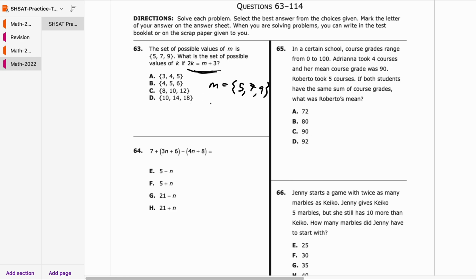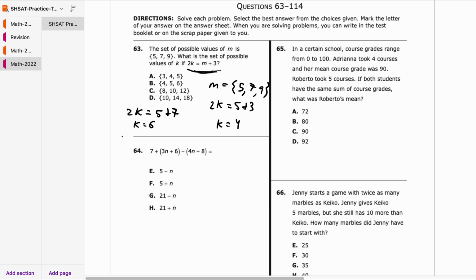So we're going to start with m is equal to 5. In that case we would have 2k is equal to 5 plus 3, and therefore k would be equal to 8 divided by 2, which is 4. So this is our first case. Now if m is equal to 7, then we would have 2k is equal to 5 plus 7, and therefore k would be equal to 12 divided by 2, which is 6.